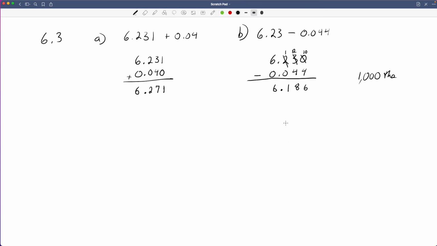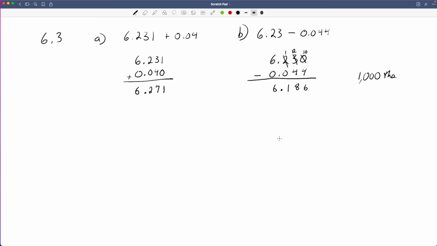So that is how we would subtract decimals. It's the same way we would add them. If you have any positions that don't have a digit, you just fill it in with a 0, just like we did on the bottom here and on the top here.